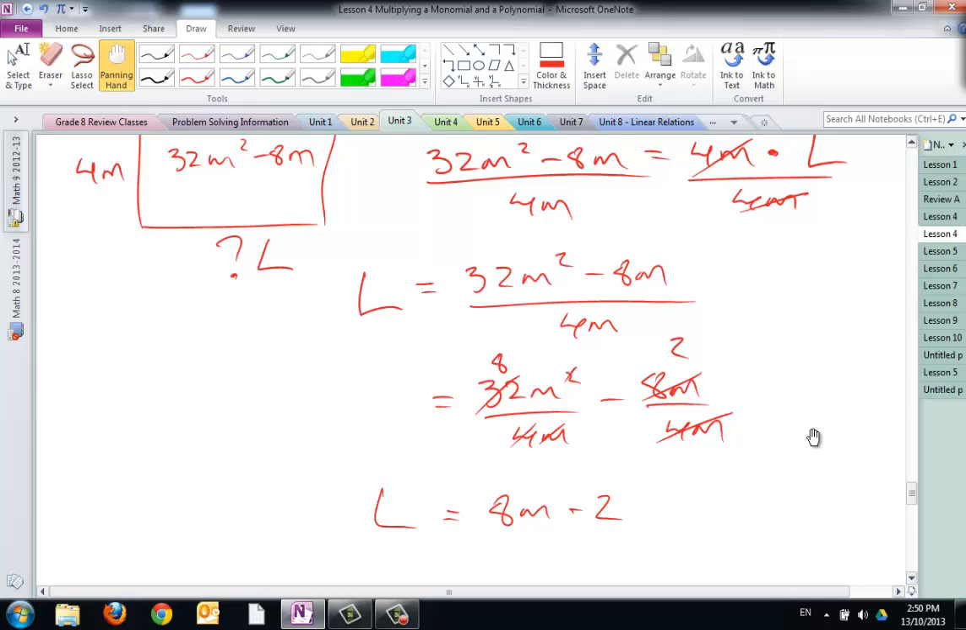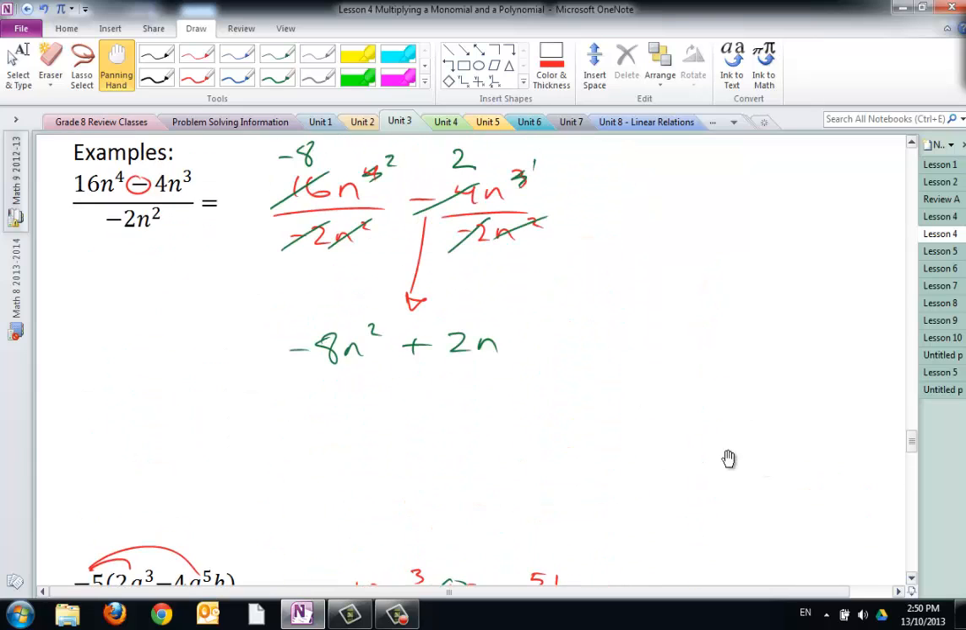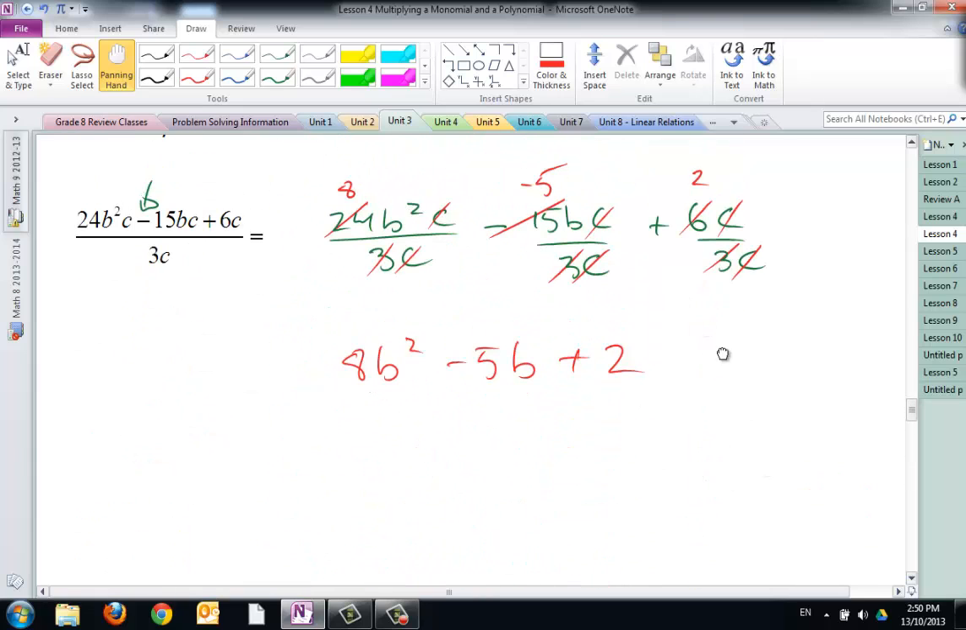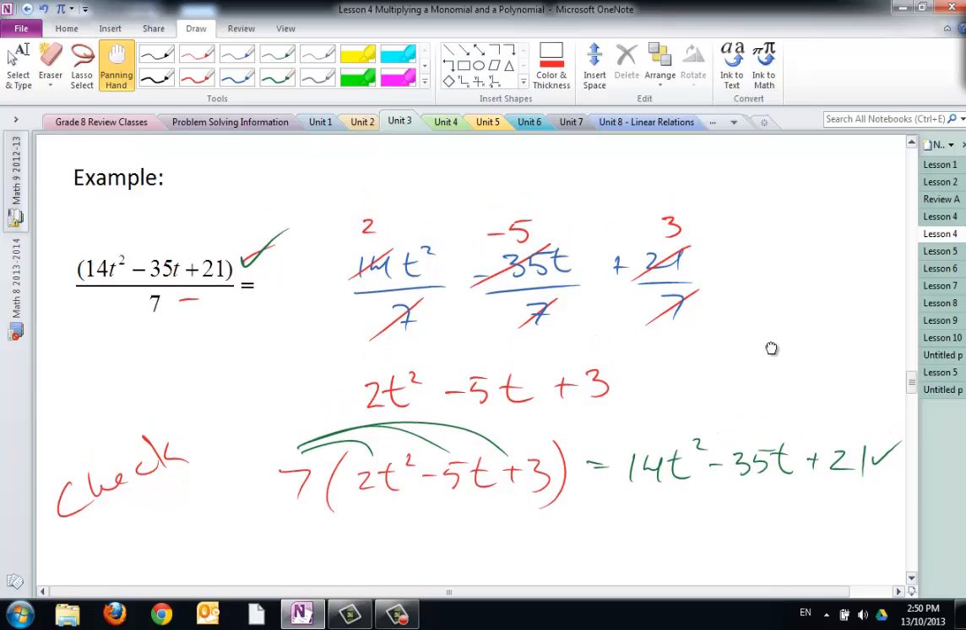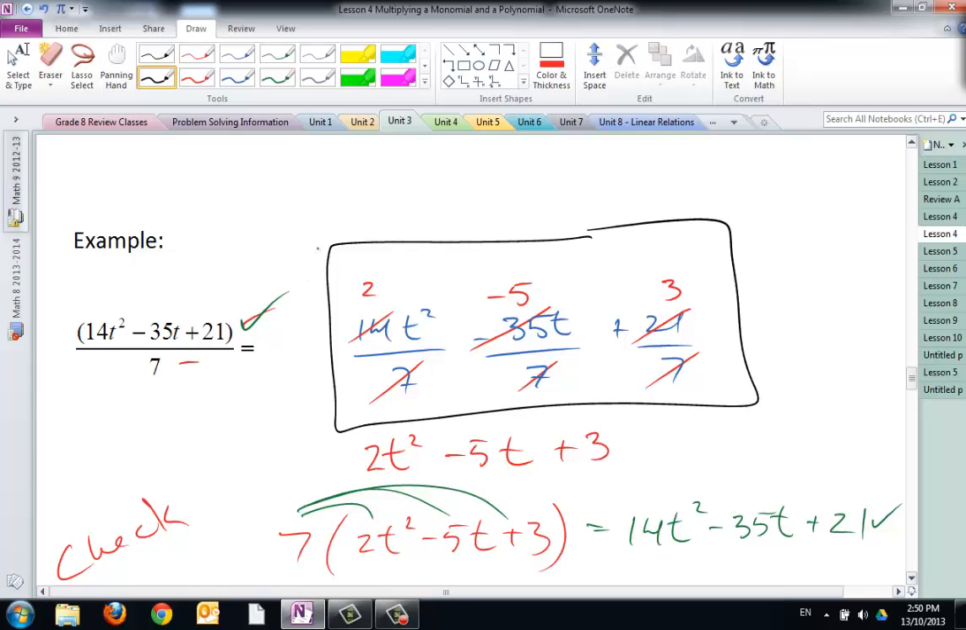All right, so that is dividing polynomials, or at least the simple part of dividing polynomials. Remember, this, I guess, would be the most important concept, that you take a polynomial in the numerator and split it out so that the denominator is going into each term of the polynomial separately to get this.